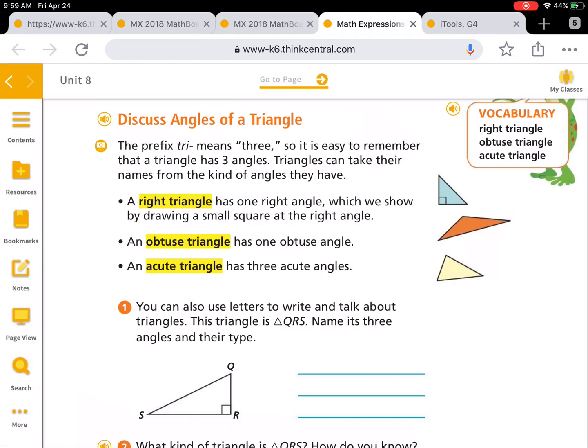In your book on page 407, there's an example of each of these. We have a right triangle. There's only one right angle, and we have that small square in the right angle. An obtuse has one obtuse angle. And then finally, an acute triangle, all three angles need to be acute. So study all three angles, and we'll name triangles by their angles.